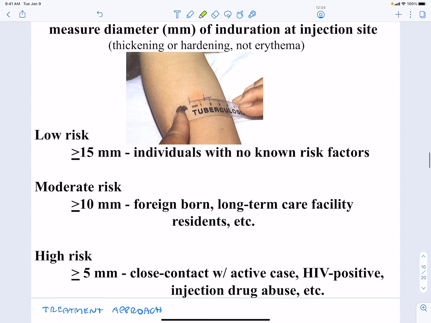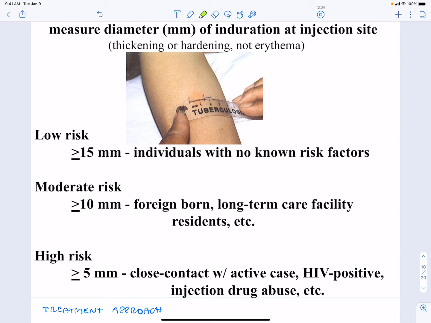So when you take a measurement of the induration, the raised inflamed area that develops at the injection site, you're looking for thickening or hardening, and you have different sizes based on the individual you're testing.